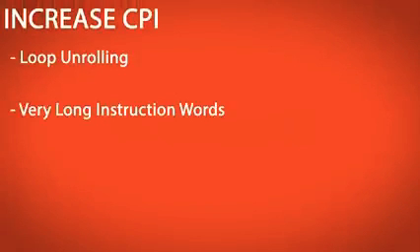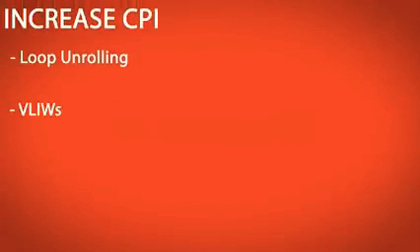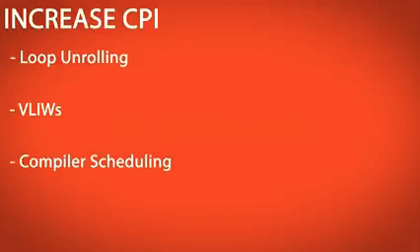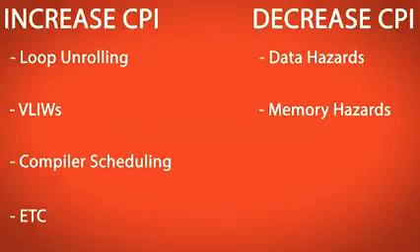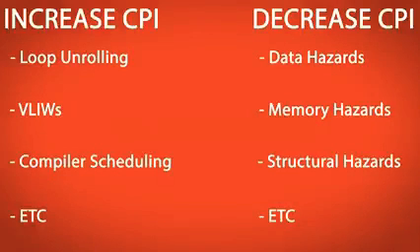There are various other methods implemented to make the processor's CPI more efficient, such as unrolling loops, very long instruction words, VLIWs, which are essentially multiple instructions wrapped into one larger instruction, compiler scheduling and optimization allowing for out-of-order execution, and more. There are also many issues that come along with pipelining that decrease CPI, such as data hazards, memory hazards, structural hazards, and more. All these topics are beyond the scope of this video, but mentioned to satisfy curiosity if you wish to know more about them.